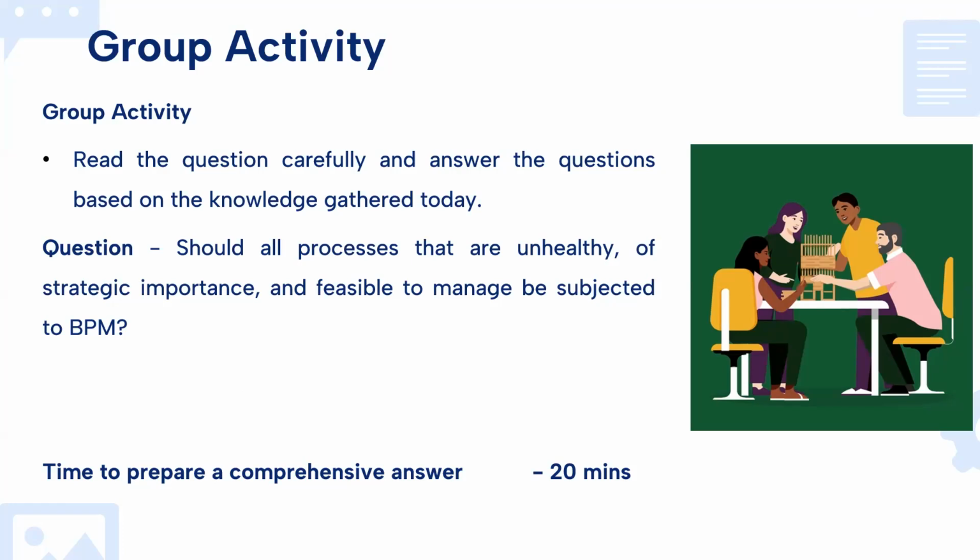Can you just send me a message in the chat box? If you think all, just type all. If you think selected ones, type selected. If you think we have to select all the particular processes that are unhealthy, of strategic importance and feasible, type all. If you think we have to select one or two processes to be improved at a time, type selected and send it through the chat box.